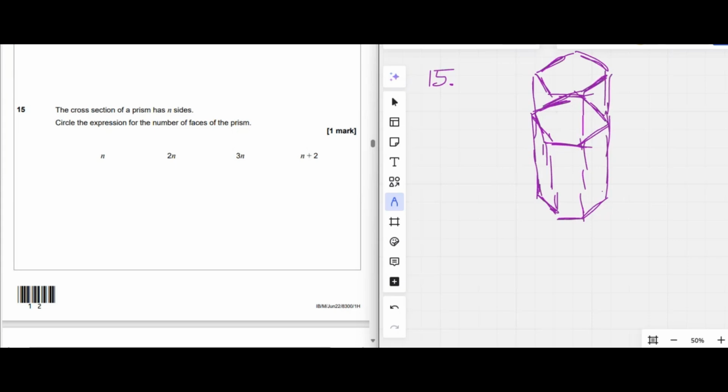Yes. So we have what? 5 faces on the sides, plus 2 being top and bottom. So if that 5 was n, then we'll be adding the number of sides being the faces on the side and then top and bottom. So n plus 2 will be our answer.